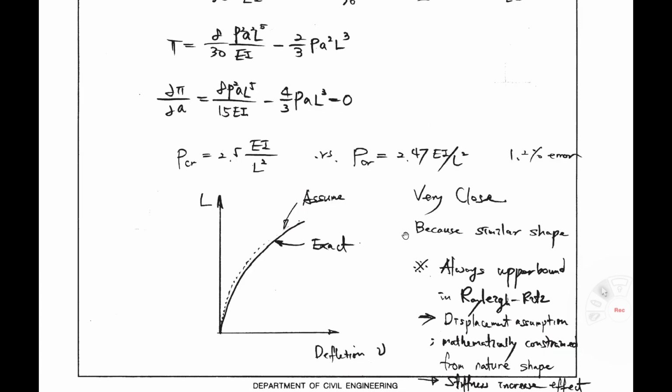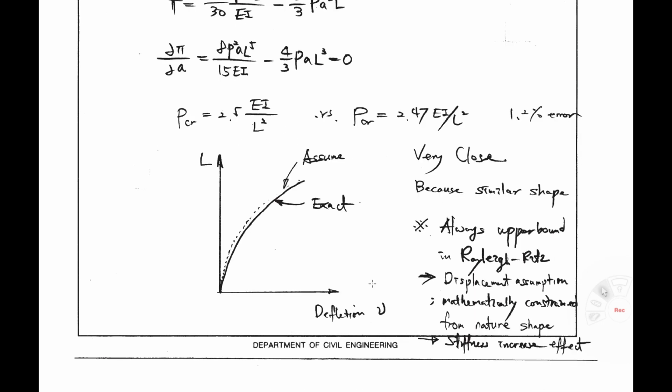Very close. If we consider the situation here, this is the exact curve. The assumed curve is the dotted line like that, but they are very close. So we have a very close equation.